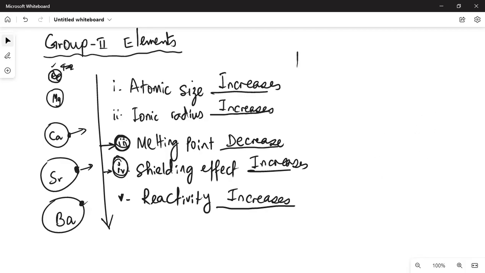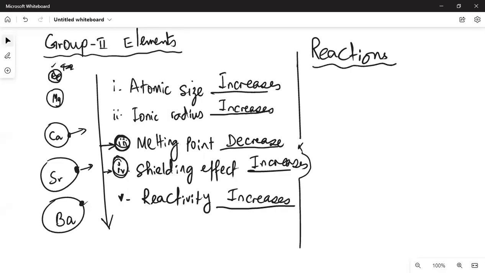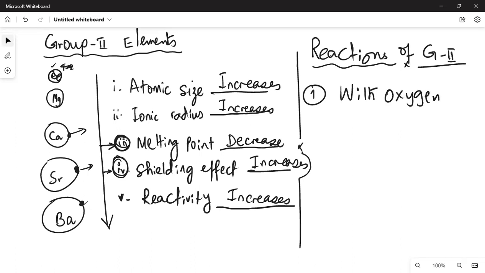After group 2's basic introduction points, we have the reactions of group 2, just like I did the reactions of third period elements. Now we have reactions of group 2 elements, and these are quite easy and logical reactions. The first one is with oxygen or air. When you burn group 2 metals in air, it's technically the oxygen which reacts. So they all react to make oxides.